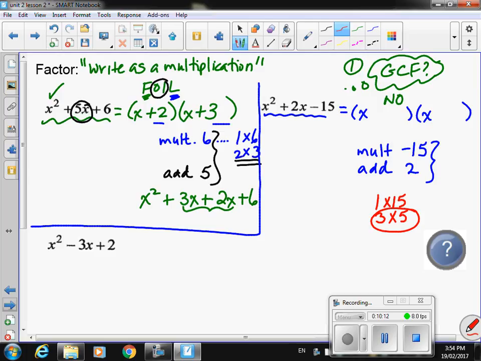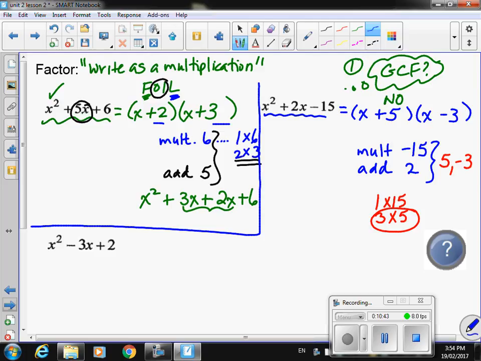One of them is going to be positive, one of them is going to be negative if I'm going to multiply to negative 15, but I want to add to positive 2. So the bigger one is going to be positive. So my two numbers will be 5 and negative 3. Do a quick check. Do those two numbers multiply to negative 15 and add to positive 2? Yes. Order doesn't matter in the brackets, so I'm going to go with positive 5 first and negative 3 second.